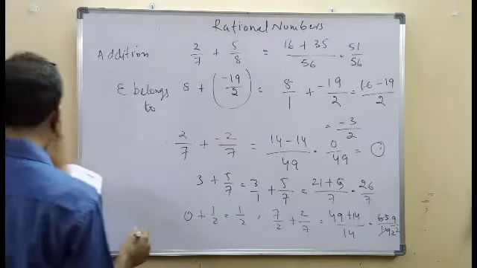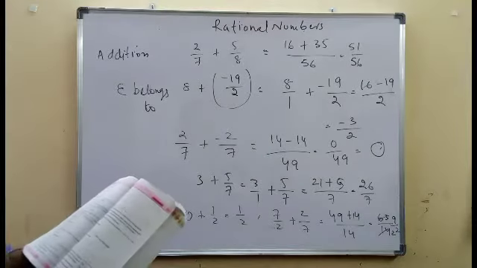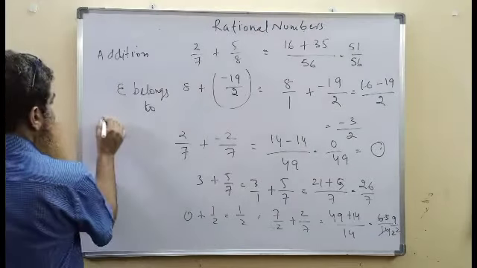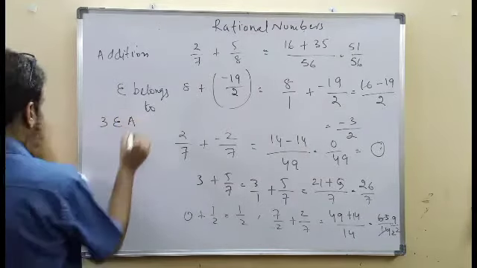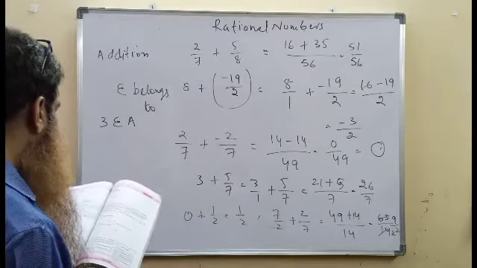Let A be equal to {1, 2, 3}. The element 3 is in A, denoted by 3 belongs to A. And we read it as 3 belongs to A.